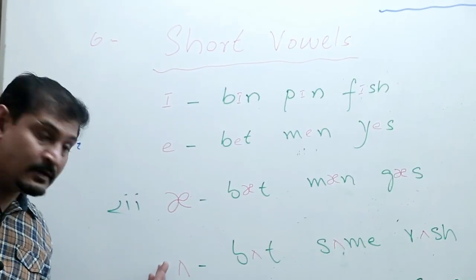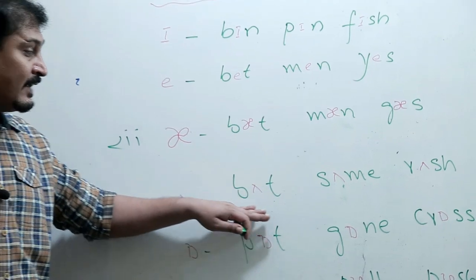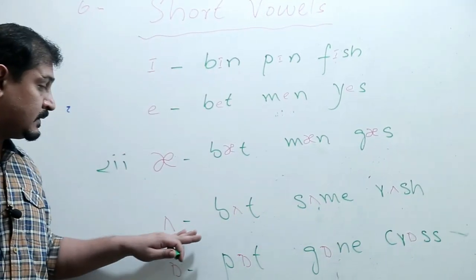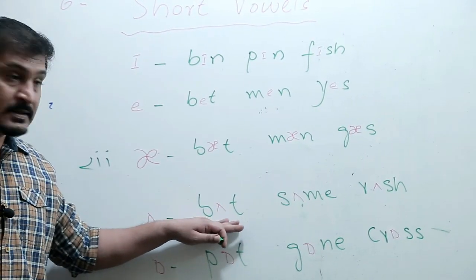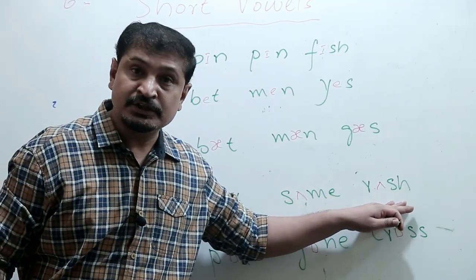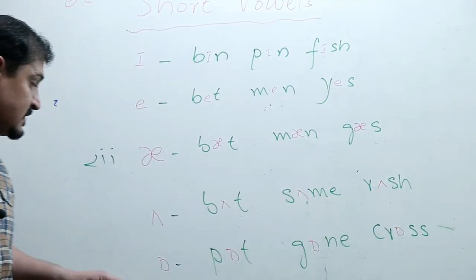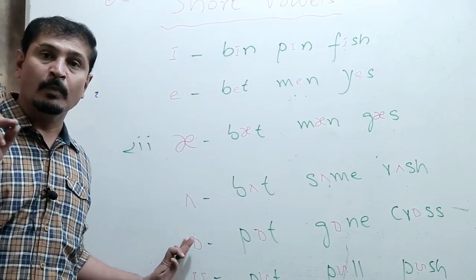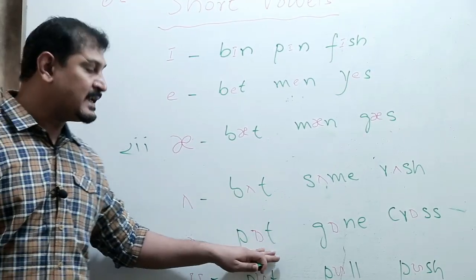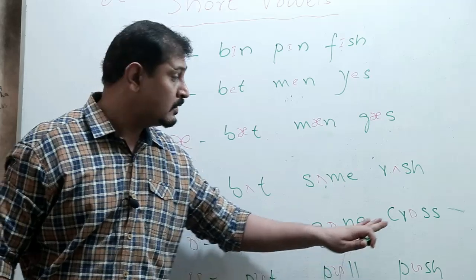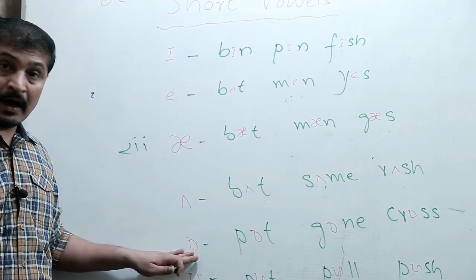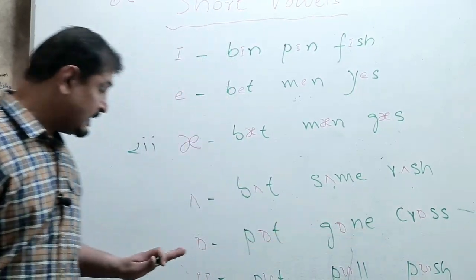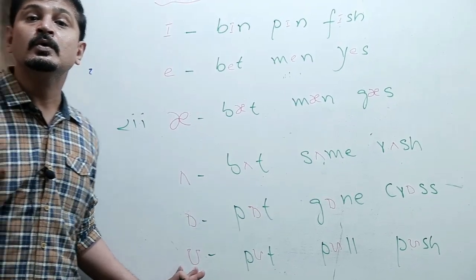This is called the hut sound, right? It's in words like but, some, rush, cut, and there are several other words. Then we have a small a, not opening your mouth wide, but a small one. The words like pot, gone, cross. The last one is U.